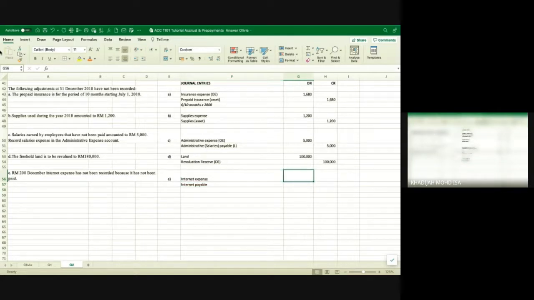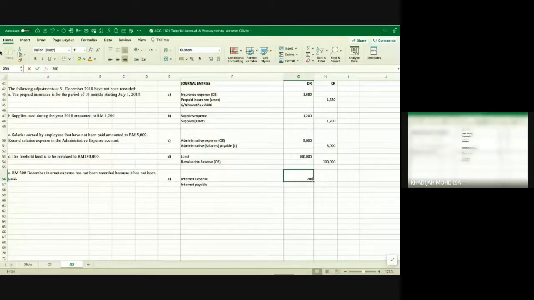Right, so how much is it? 200. So why do you debit your internet expense? It's an expense. It's always debit nature. Right, why do you have internet payable credit? Because it's a liability. Right, so now you have the 5 transactions, you have all the journal entries.